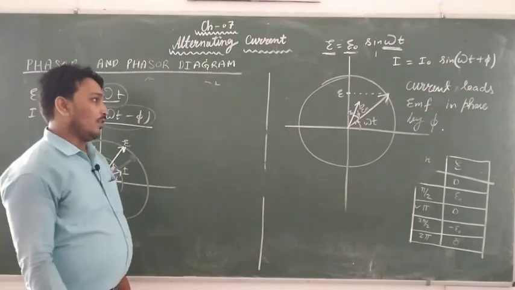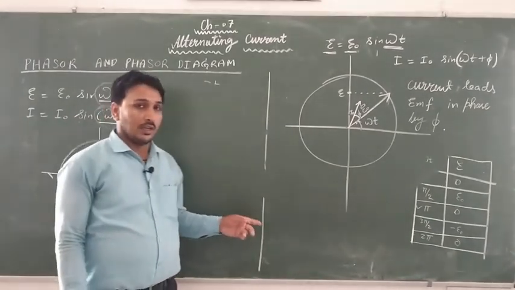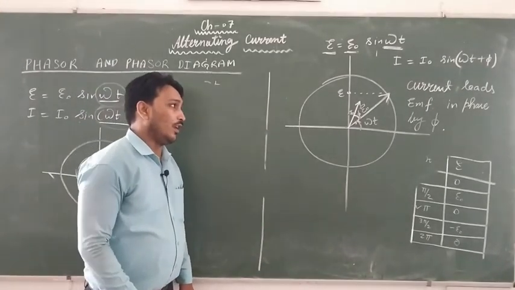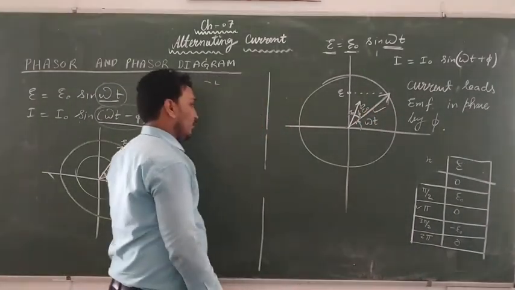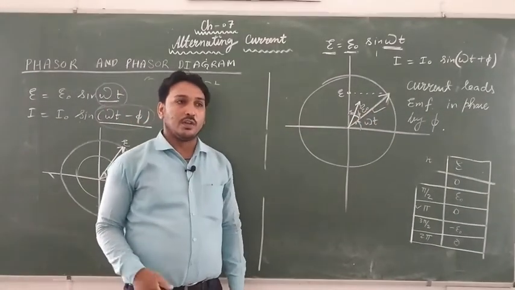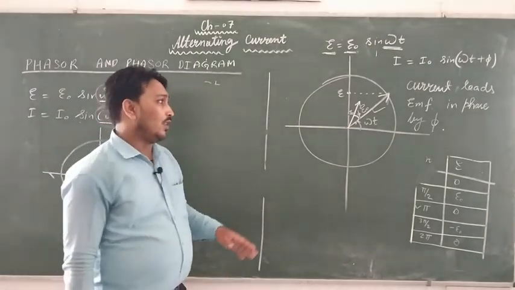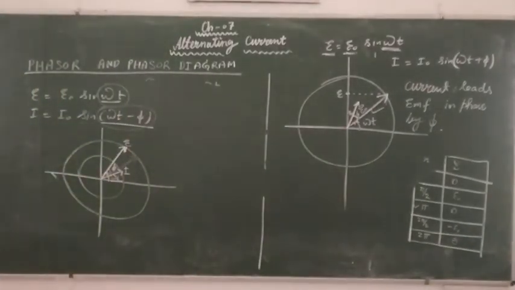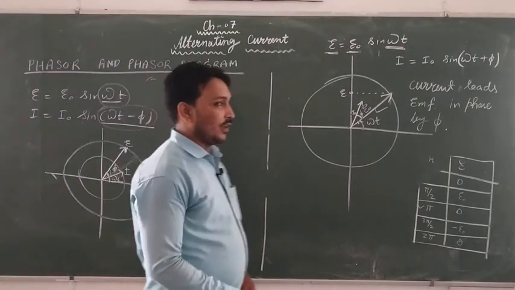Now you must have understood that although the current and EMF are scalar quantities, they can be treated as vector quantities as well, because this is a rotating vector. So in AC, whenever we have to add two currents, what we do? We actually add those currents with the help of a phasor diagram, right? So this was all about the phasor diagram, right?